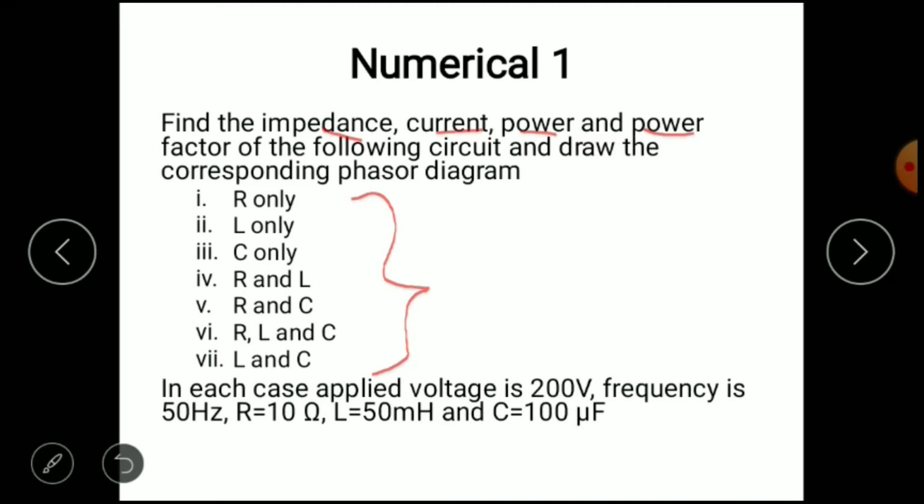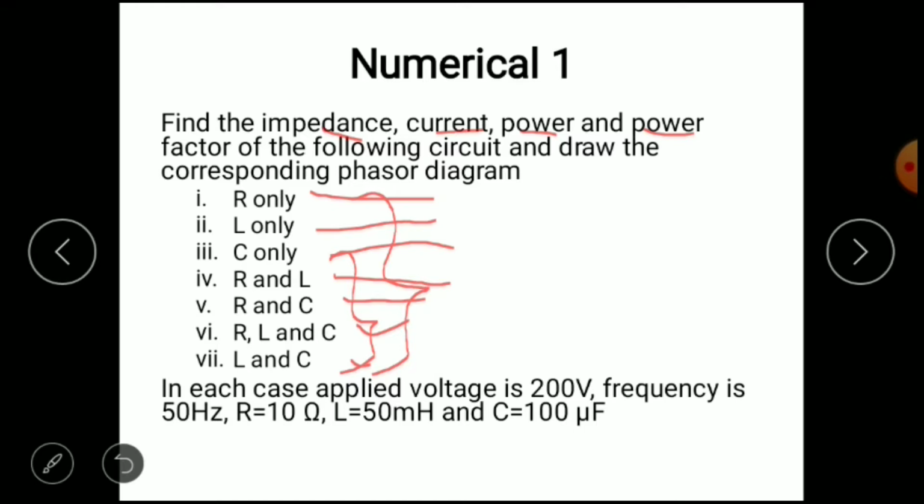The first circuit has got a resistance only. Second circuit has an inductance only. Third circuit consists of a capacitance. Fourth circuit has got resistance and inductance both. Fifth circuit has resistance and capacitance. Sixth circuit has resistance, inductance and capacitance. And seventh circuit has got inductance and capacitance both. So the combination of these elements, that is R and L, R and C, R, L and C, and L and C, will be solved in a series connection.